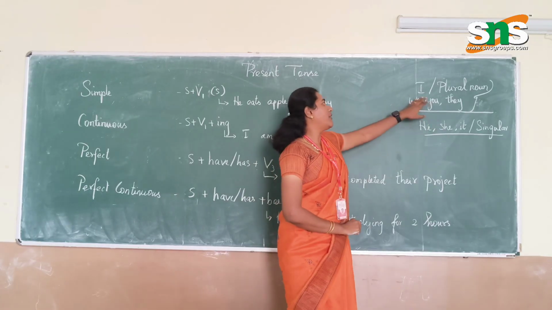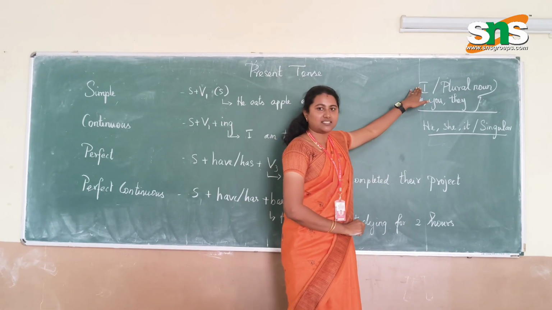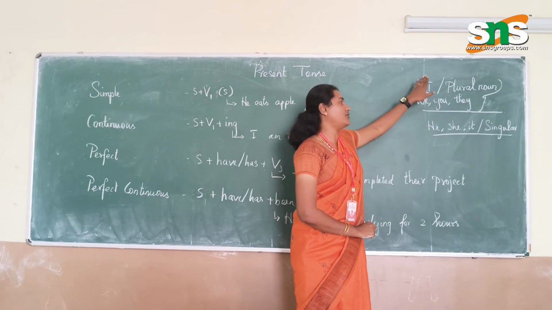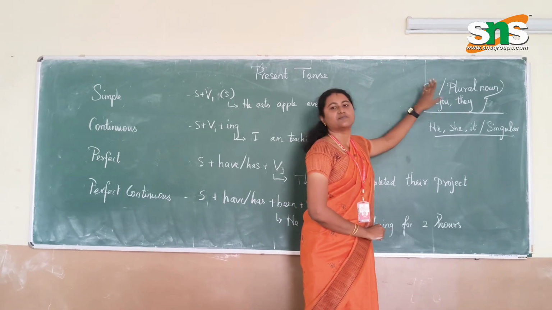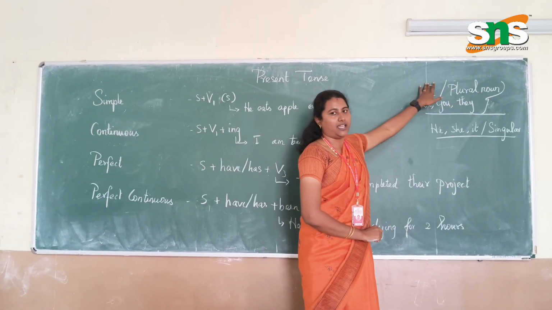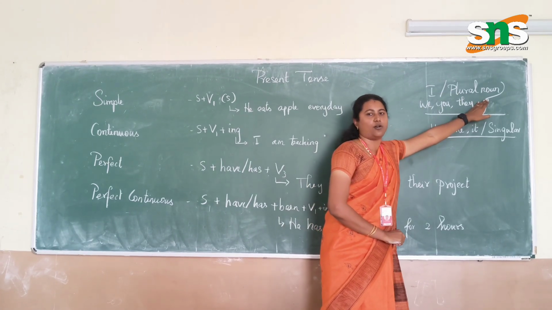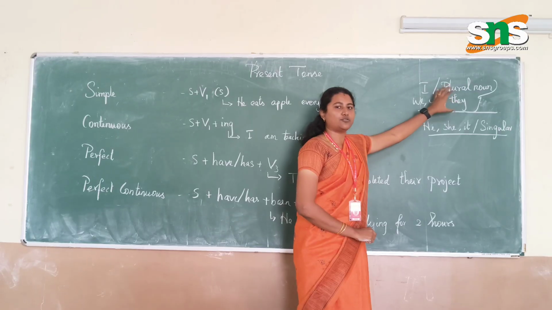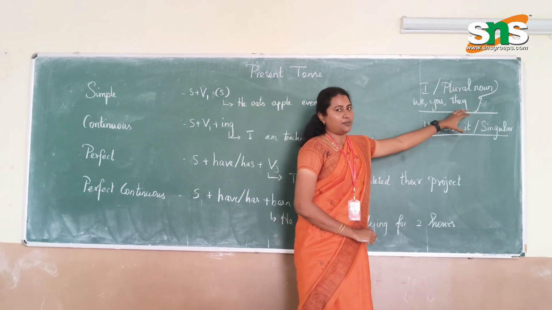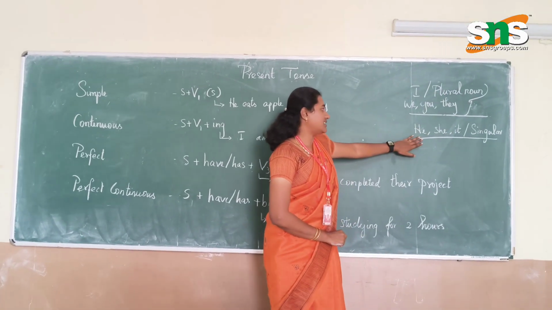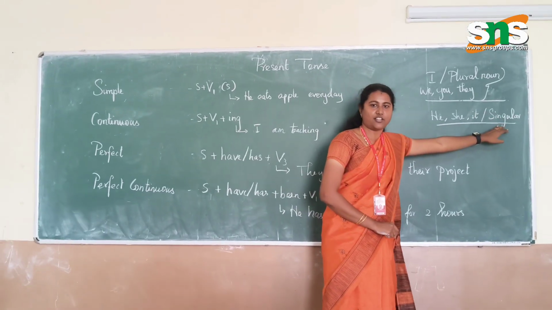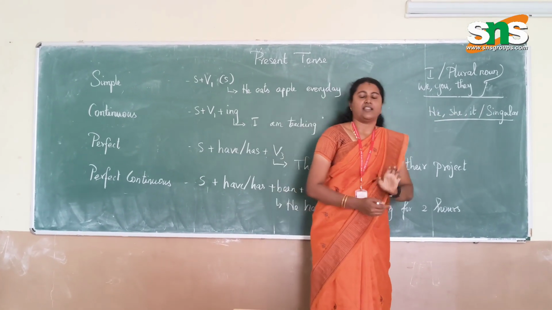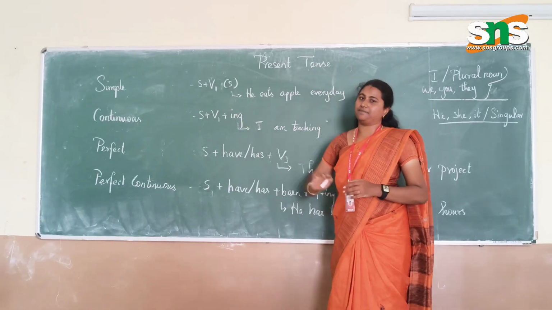So let us consider. For I, although it is used for a singular noun, we are going to use the plural form of the verb with I. And for all other plural nouns as well as we, you, they, all these subjects, we are going to use the verb in the plural form. And for others like he, she, it and singular nouns, we are going to use the verb in singular form. Okay. So let's get into the lesson.